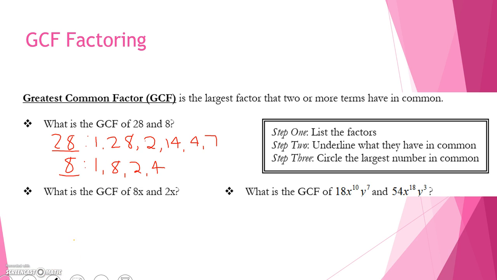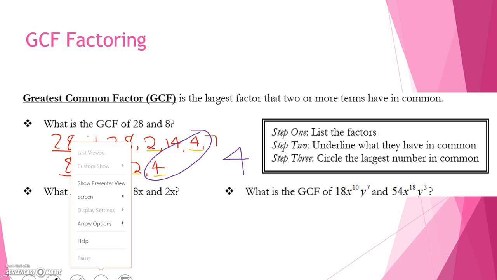Step 2, you underline what they have in common. They have a 1 in common, a 2 in common, and a 4 in common. Now I circle the biggest number they have in common. It's right there, so 4 is the GCF. It'd be great if by the end of the lesson or the end of the unit you would be able to look at 28 and 8 and say, all right, the biggest thing they have in common is 4 without having to do all of that.